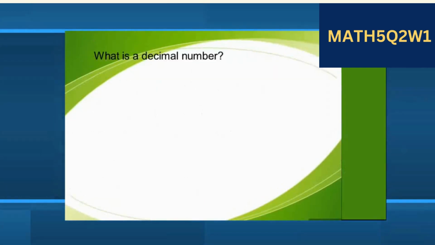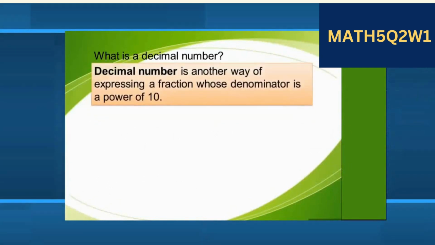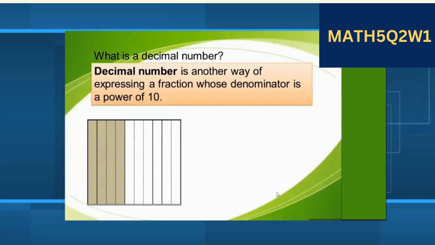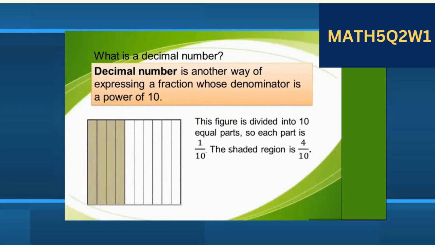Now, what is a decimal number? A decimal number is another way of expressing a fraction whose denominator is a power of 10. Now, let's have this figure. This figure is divided into 10 equal parts. So, each part is 1/10.